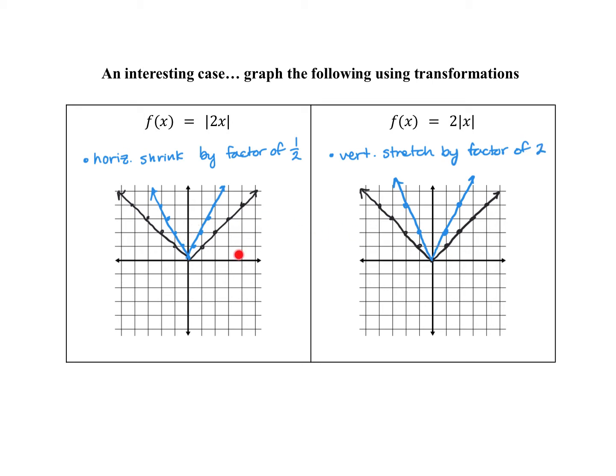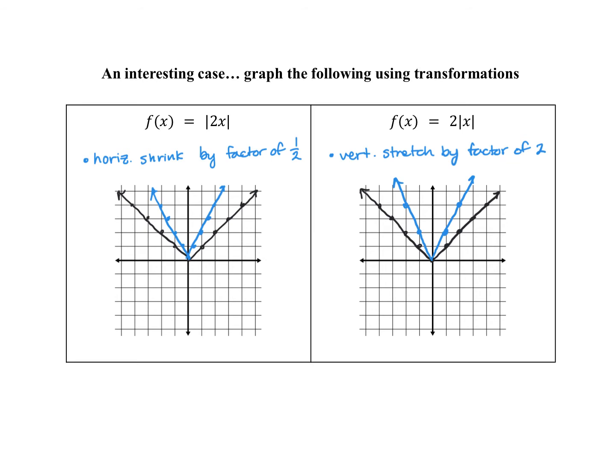Now look at these two graphs. You actually have the same exact graph for two seemingly different transformations. So in the case of an absolute value function, sometimes a horizontal shrink might give you the same result as a vertical stretch, or vice versa.